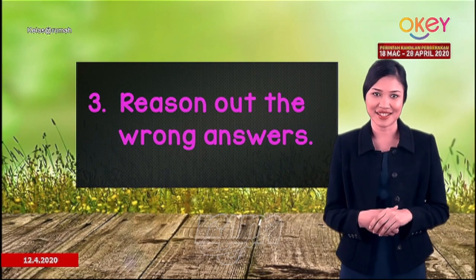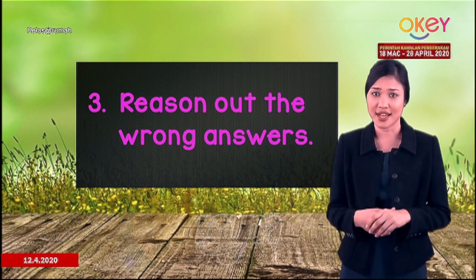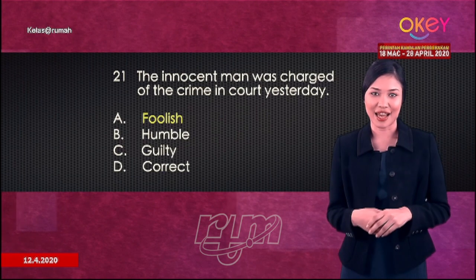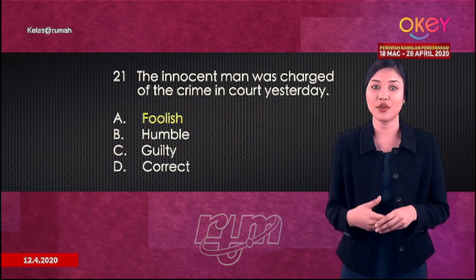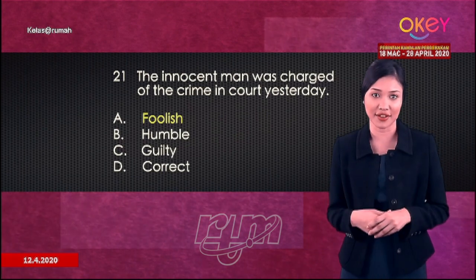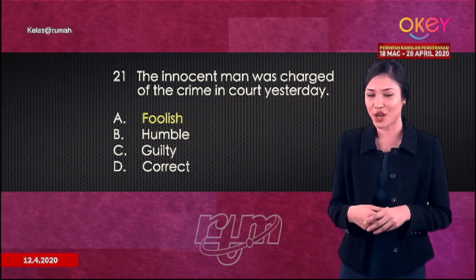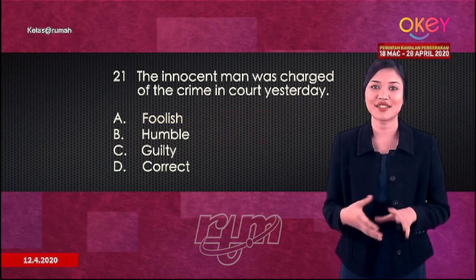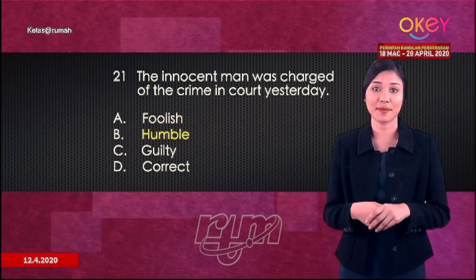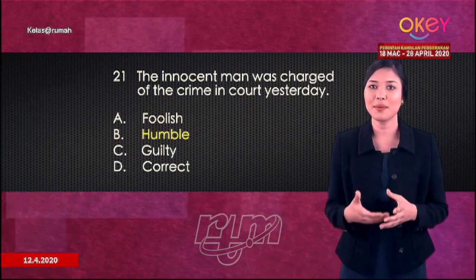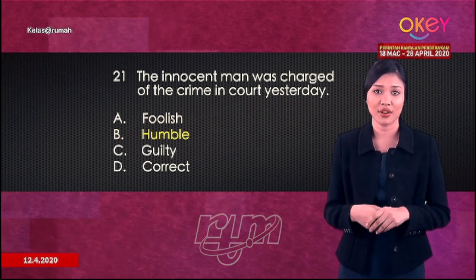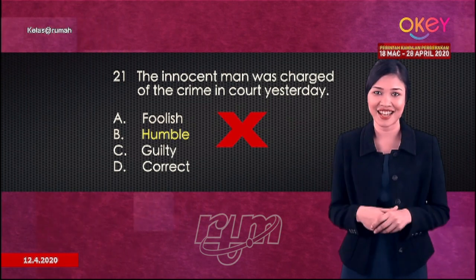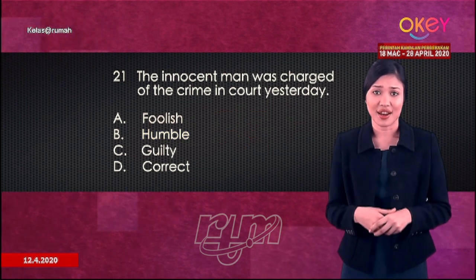Reason out the wrong answers. Now that you know the context, it's time to reason out the wrong answers. Let's look at A, foolish. Foolish means someone who is silly or not clever. Would a foolish man be charged in court? No, definitely not. So A is not the answer. What about B? Humble. Humble means someone who does not show off. Would a humble person be charged in court? No, of course not. So B is also not the answer.